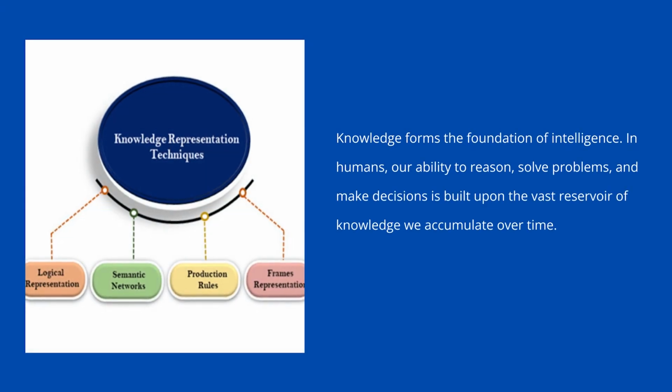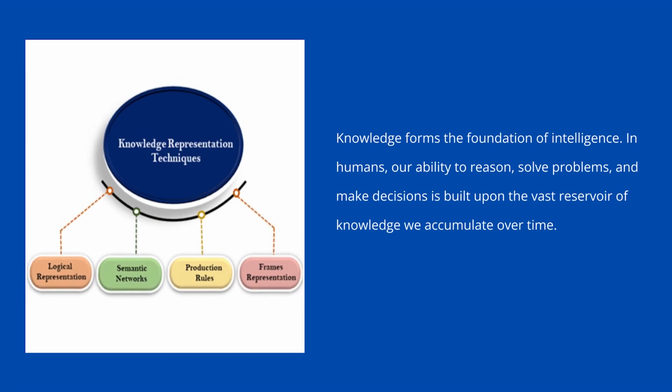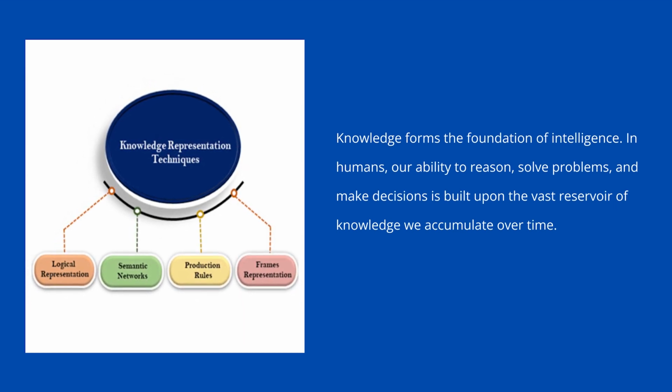Knowledge forms the foundation of intelligence in humans. Our ability to reason, solve problems and make decisions is built upon the vast reservoir of knowledge we accumulate over time. Similarly, in artificial intelligence, knowledge representation and acquisition are essential for enabling intelligent behavior in AI agents, subsystems and systems. Knowledge allows AI agents or systems to demonstrate intelligent behavior.